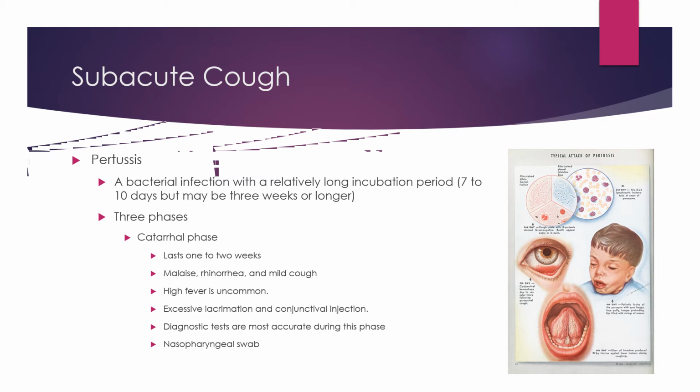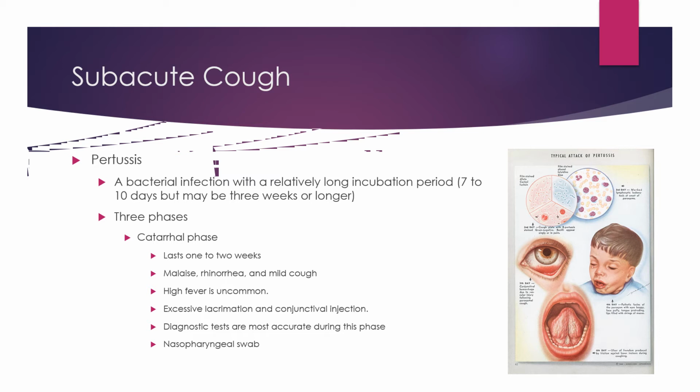And the tissue involved is the respiratory epithelium. It extends from the upper respiratory tract to the trachea, bronchi, and bronchioles, just so you know. What happens is, like I said, it has a long incubation period, 7 to 10 days, but it may be longer. It could be up to 3 weeks. There are 3 phases to this: the catarrhal phase, the paroxysmal phase, and the convalescent phase.